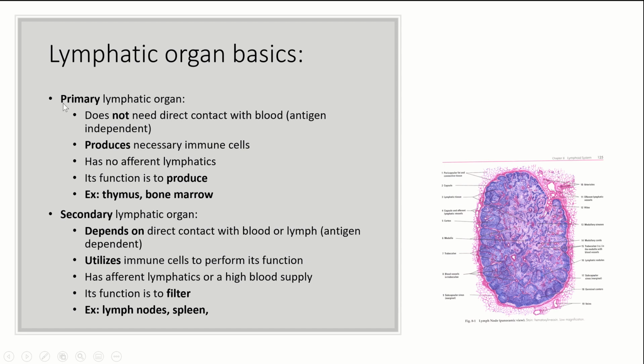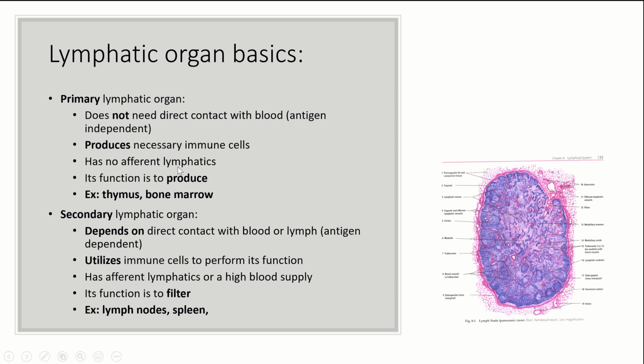Okay, so our primary lymphatic organs do not need direct contact with the blood. Okay, what I mean by that is it is antigen independent, meaning those organs do not need to come in contact with an antigen or a foreign invader or whatever in order to perform their function, okay? So they are antigen independent. That's a primary lymphatic organ. They do not need to come in contact with antigens in order to contribute their part, okay? So what they do is they produce those necessary immune cells. So they produce the B lymphocytes and the T lymphocytes, okay?